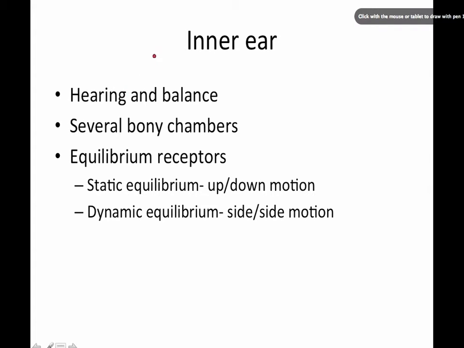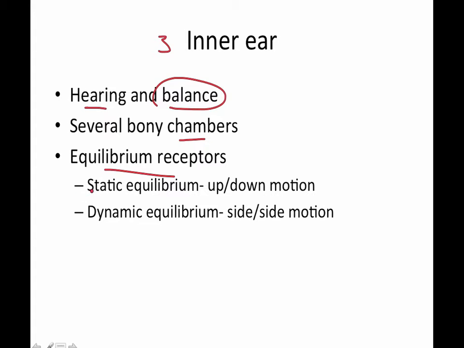Then the last part about the ear, we have the inner ear, which deals with hearing and with balance, and there are several bony chambers. This also deals with the equilibrium receptors, gives you static equilibrium, which is up and down motion, and also dynamic equilibrium, which is the side to side motion.